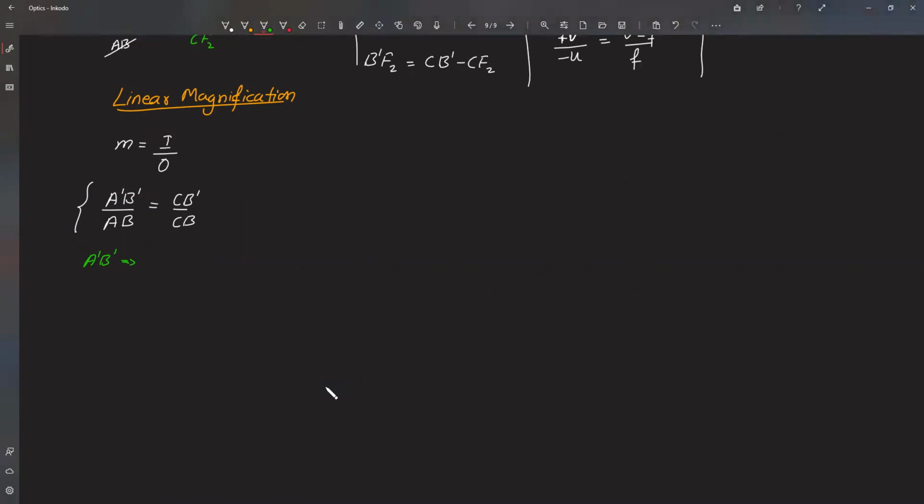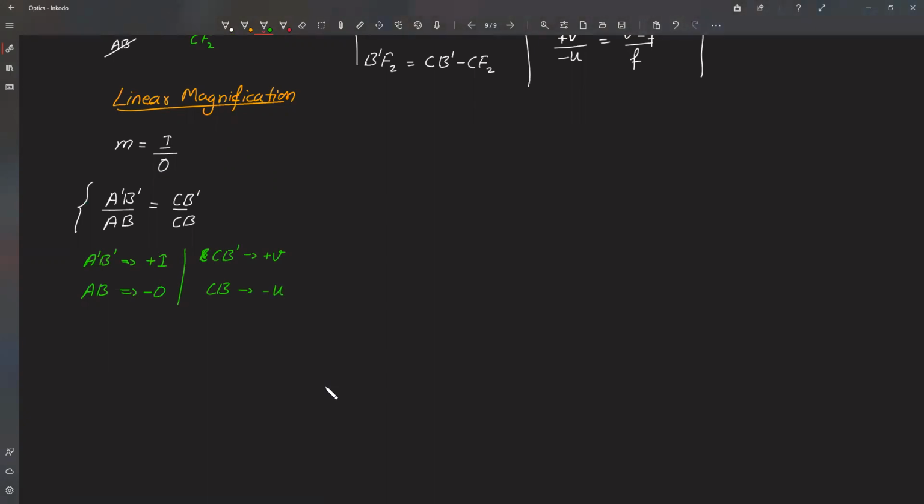So plus h, yes, it is on the right hand side. Let us represent it by plus I. Next is AB, that is the object, minus O. This is on the left hand side, so represent it like this. Coming to CB dash, that is on the right hand side, and it is the image distance, plus v. And CB is minus u.